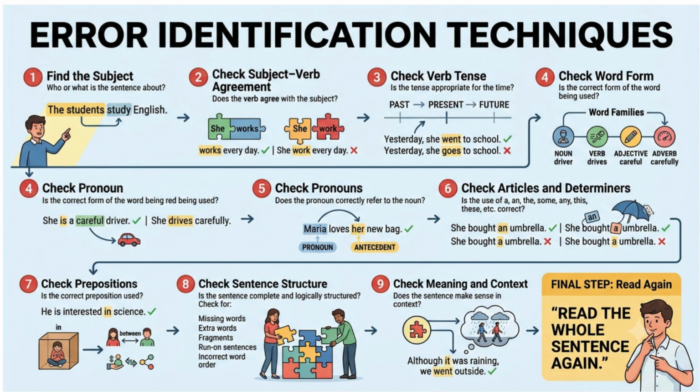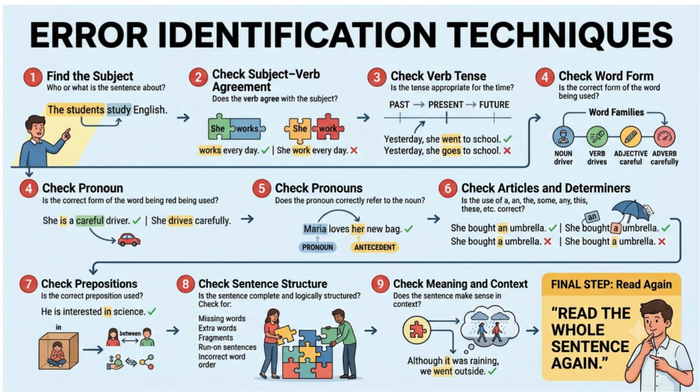Today, we are going to learn several effective techniques for finding and fixing errors in writing, ranging from basic grammar to the overall meaning of a sentence. We will cover things like subject-verb agreement, verb tenses, and even how to pick the right word forms. To get us started, do you know what the most important first step is when you look at any sentence to see if it is correct?